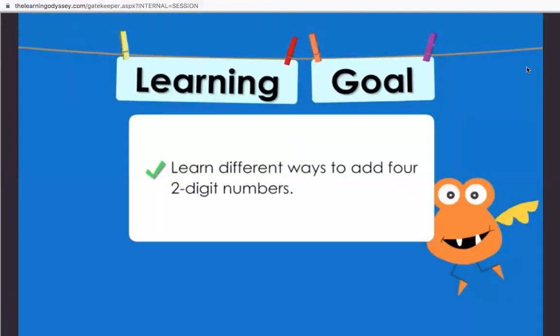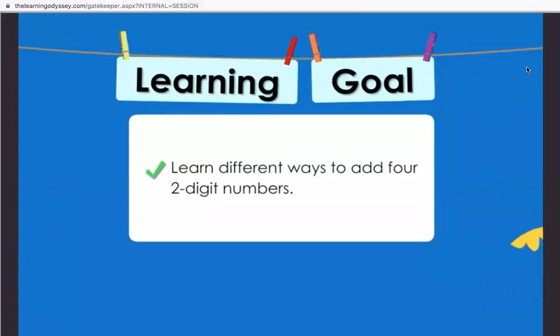Before we help Jaden solve this, let's take a look at our learning goal. Today's learning goal is to learn different ways to add 4 two-digit numbers. Okay, we're ready. Let's go.